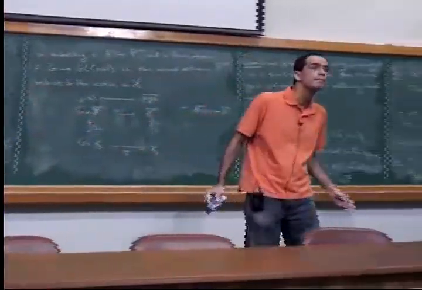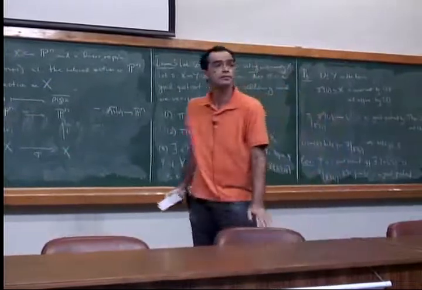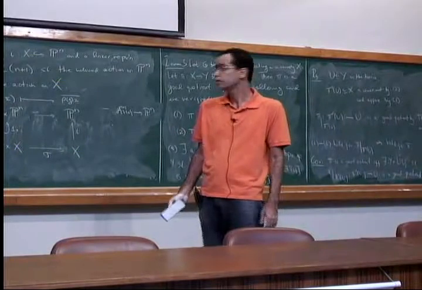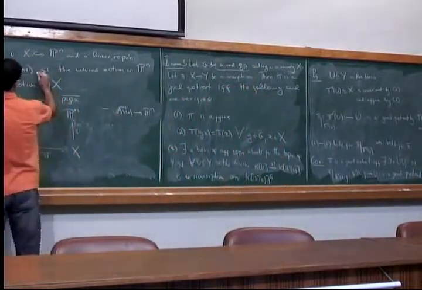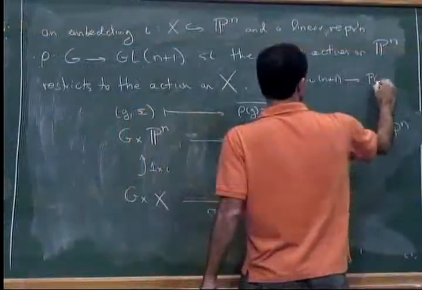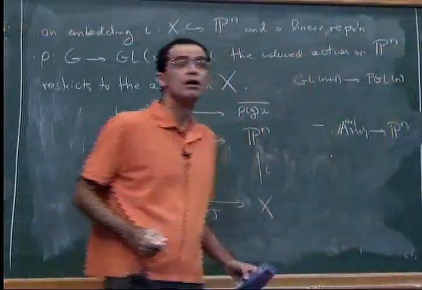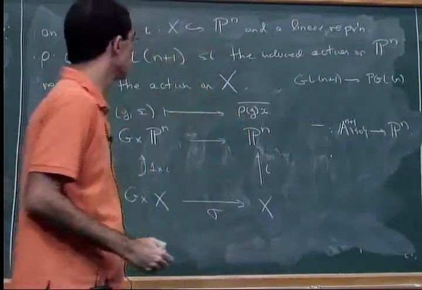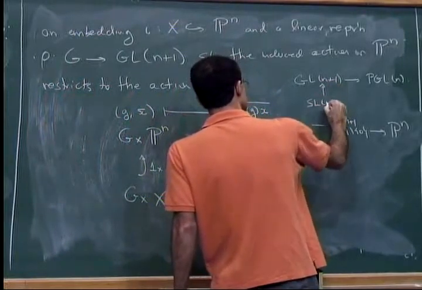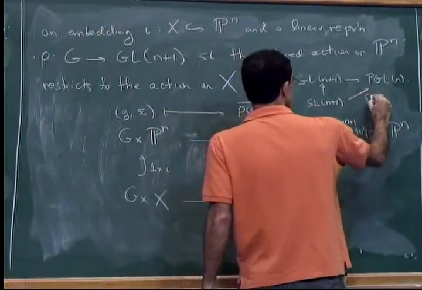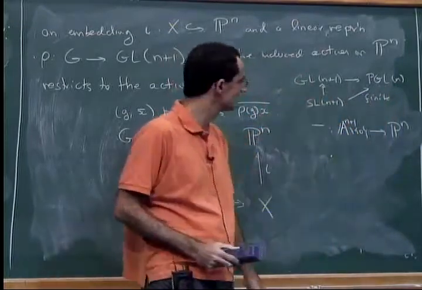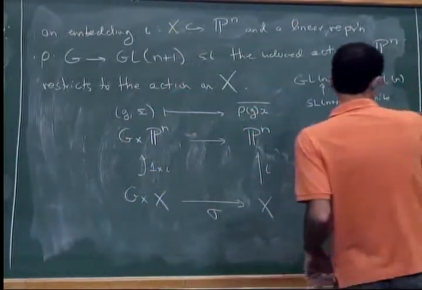Yes? GL(n+1). Exactly. So, yeah, so what you have is a map from GL(n+1) to PGL(n+1). Huh? No. No converse. What is there is that we're actually going to use this. This is a finite map. So up to a finite map, you have an inverse. Right? We're basically going to use this, but no.